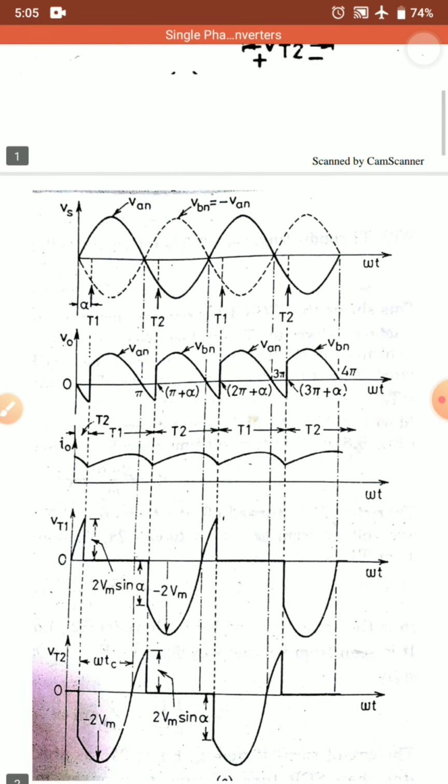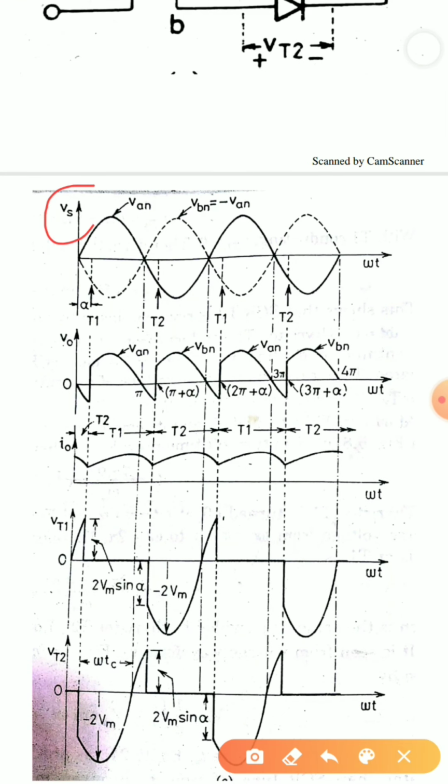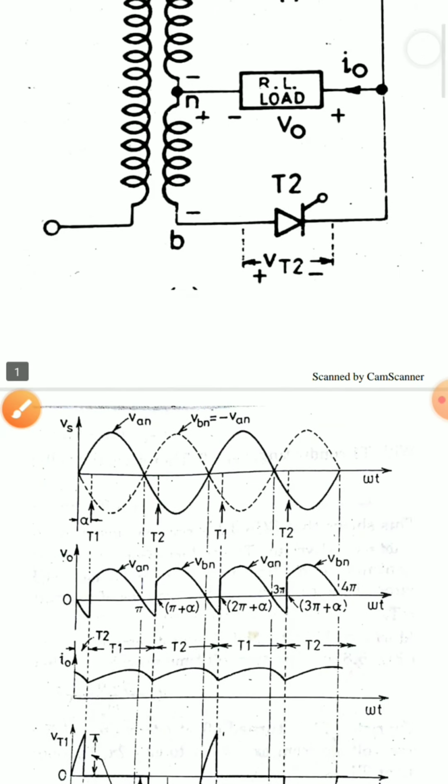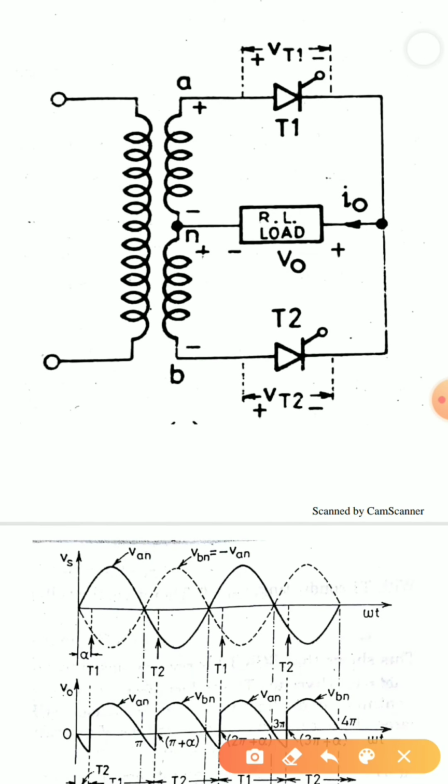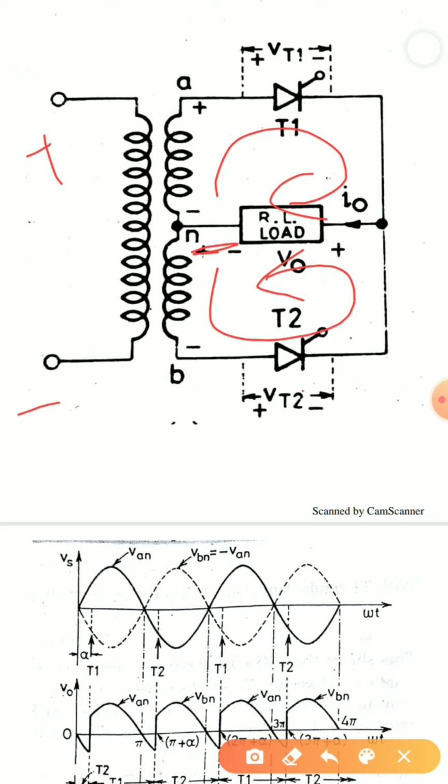Here this is my supply. The supply voltage is sinusoidal in nature. As we can clearly make out, the current will flow in this manner here and in this manner here. If this thyristor has to be forward biased, the supply here has to be minus plus. Here I will get a minus, here I will get a plus. During that duration this will turn off, this will turn on.